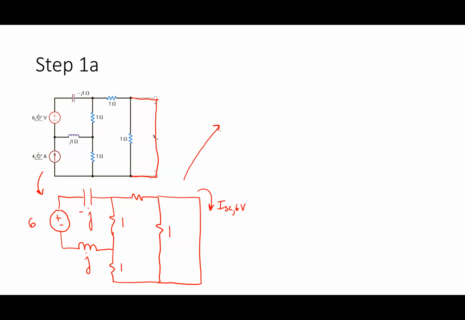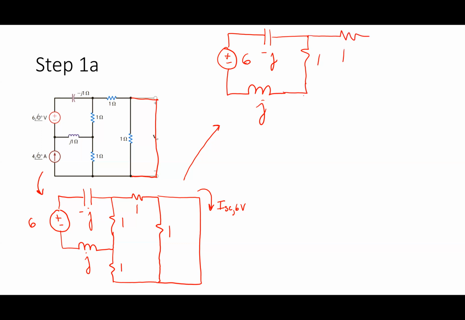That guy becomes, I'm going to simplify it slow. All right, so I got my 6 volts, my minus J, my 1 ohm. I've got J down here. Got my 1 ohm. Got my 1 ohm. My 1 ohm. And that. Okay. Now, basically I get rid of one of the 1 ohm resistors.